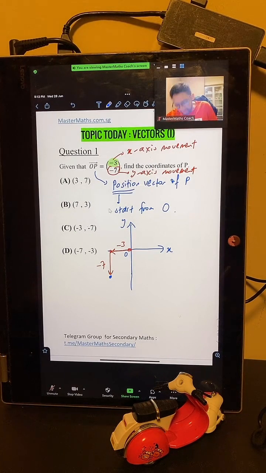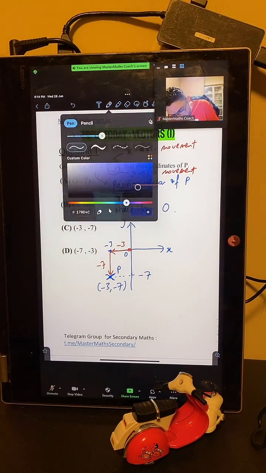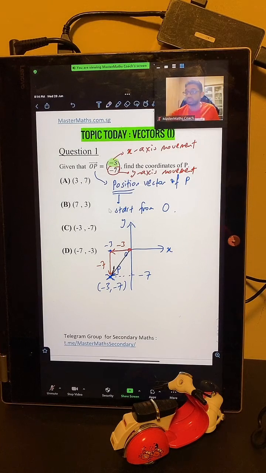So what is the coordinates over there? Over here, the x coordinate is negative 3. If you trace to the y-axis, the y coordinate is negative 7. So right at this point P, the coordinates of point P is negative 3 and negative 7. Again, with a position vector, you start from the origin and move across the x-axis, negative 3 means you are moving to the left. Negative 7 across the y-axis means you are moving downwards. So go left by 3 units, go down by 7 units, and you achieve the point P, which has a value of negative 3 and negative 7.